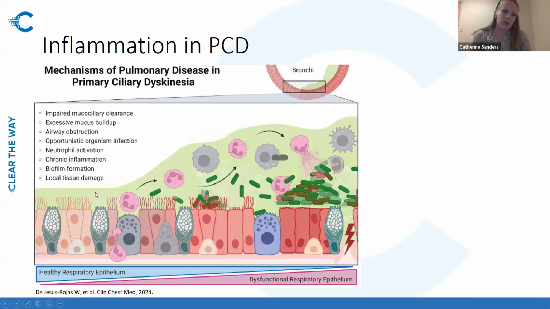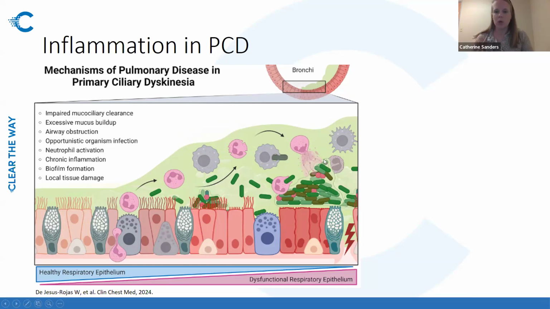In people who have PCD, as you move over to the right, you'll see that the mucus starts to build up. And then you get the infection, as we talked about. So those little green cylinders and pink small dots are infections and bacteria. Those start to grow and multiply in that mucus.